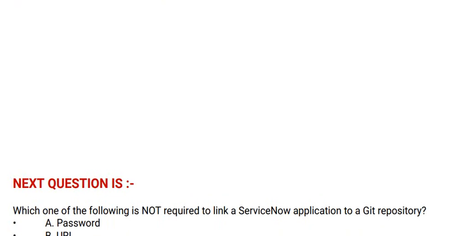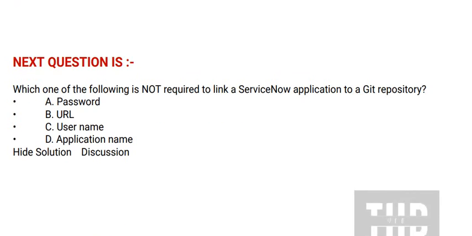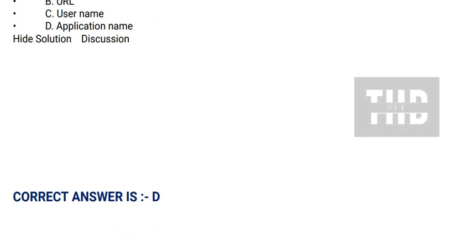Next question is, which one of the following is not required to link a ServiceNow application to a Git repository? Option A, password. Option B, URL. Option C, username. And option D, application name. And the correct answer is option D.